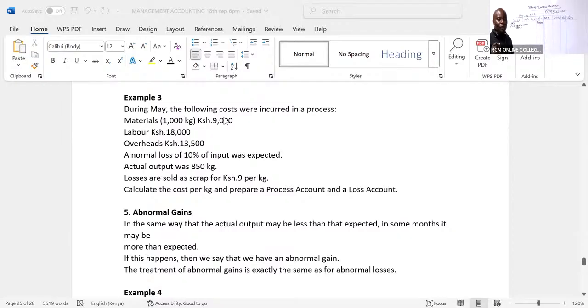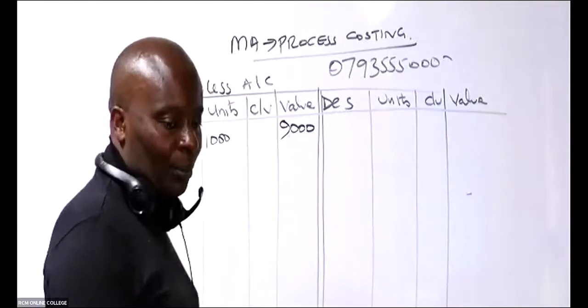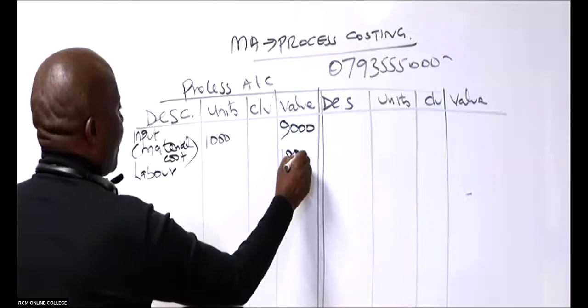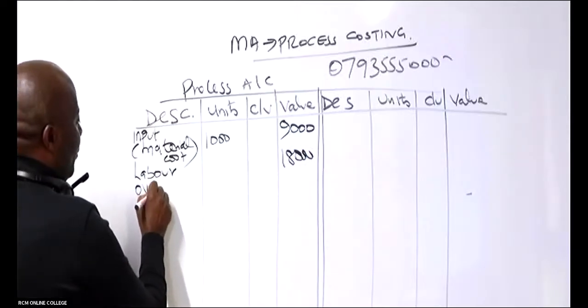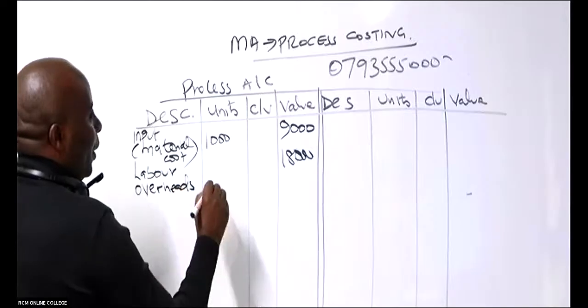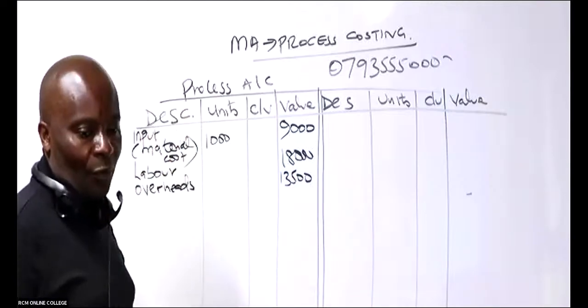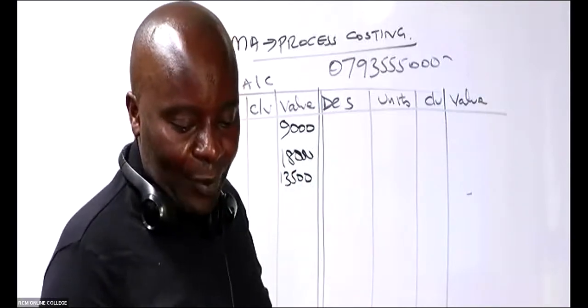So remember, once you've brought in the main material, now you need to bring what we call conversion. Conversion is made up of two items, labor and overheads. So you can see labor is 18,000, and overheads is 13,500.